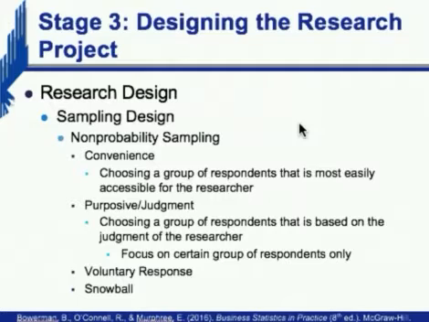For non-probability sampling, we have the following. We have convenience, purposive or judgment, voluntary response, and snowball sampling. For convenience, this refers to the process of choosing respondents that is most easily accessible for the researcher. This refers to the researchers giving out the surveys or the instruments to the people they are familiar with. So if the researchers are students, most of the time convenience sampling happens when the researchers just give out surveys to their friends or to their classmates.